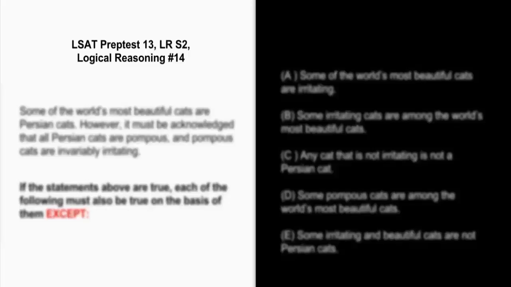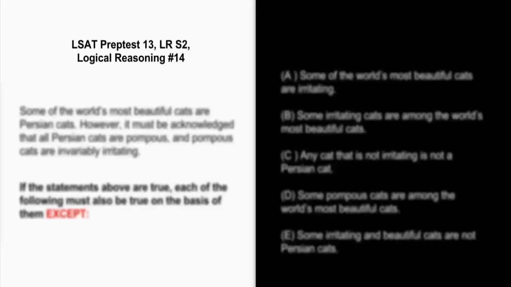So let's get started. Now, I'm going to show you in this tutorial how to put some and all statements together and draw some sort of conclusions from it, okay? So let's see what we have here. It says, some of the world's most beautiful cats are Persian cats. However, it must be acknowledged that all Persian cats are pompous, and pompous cats are invariably irritating. So now, how do we know we're dealing with a must be true except? Well, it's simple. They tell you. They have to tell you this, okay? So if the statements above are true, which one of the following must also be true on the basis of them?